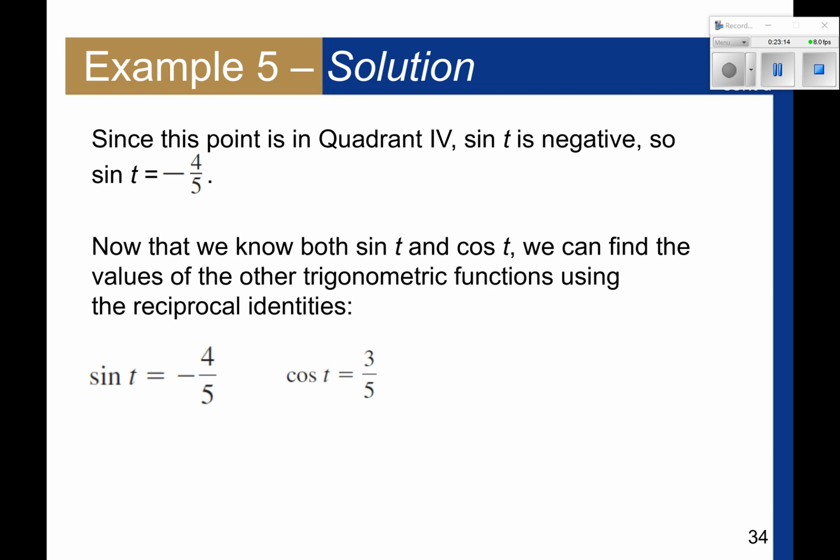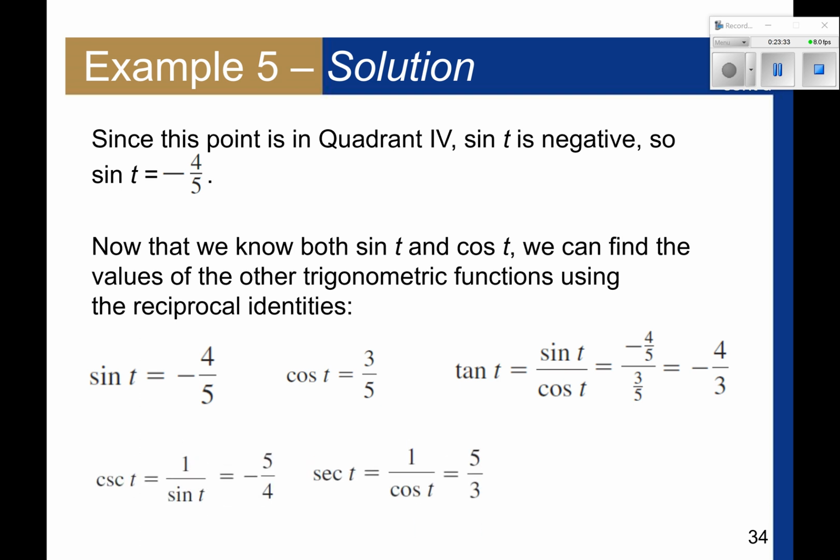So we just figured out sine of t is negative 4/5. They gave us that cosine was positive 3/5. Tangent is sine divided by cosine, so negative 4/5 divided by positive 3/5 is negative 4/3. And then for the secondaries, take the reciprocals. That's it.